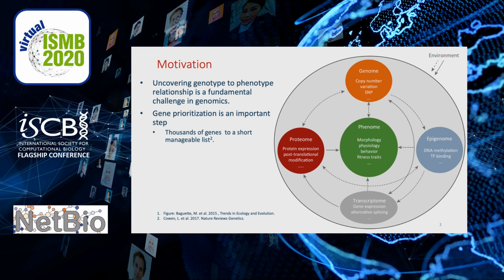We now know that there are nonlinear and interactive relationships, including feedbacks, among all omic compartments. Considering those nonlinearity and interactive relationships would be more effective at capturing the multivariate nature of genotype to phenotype relationship. And gene prioritization is an important step in this endeavor.